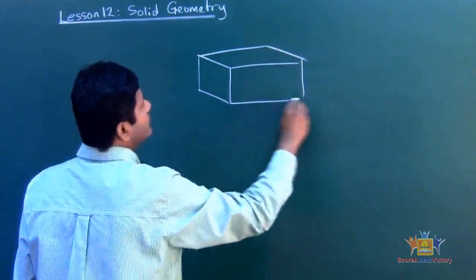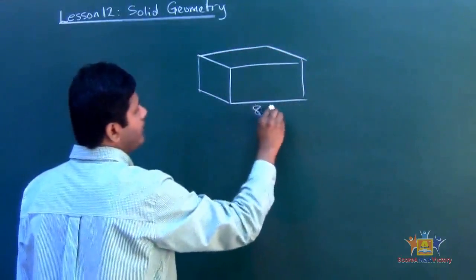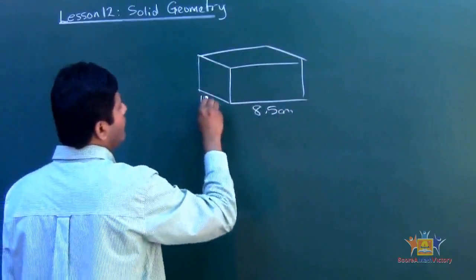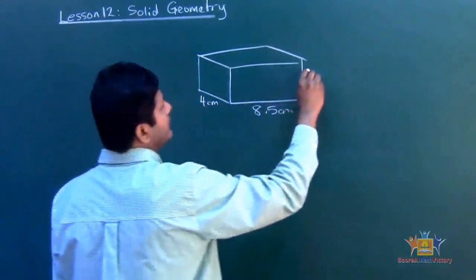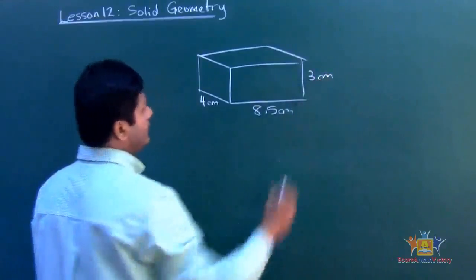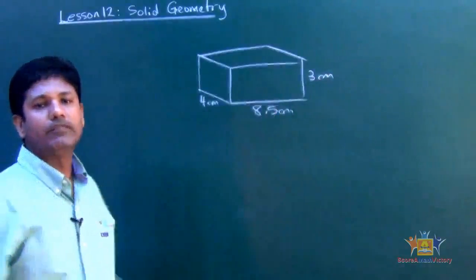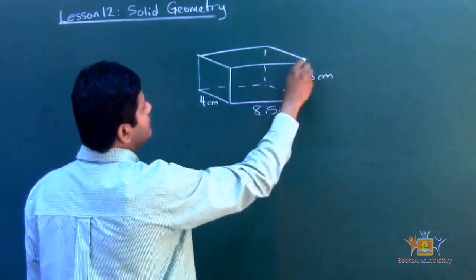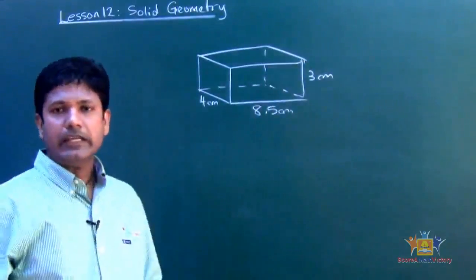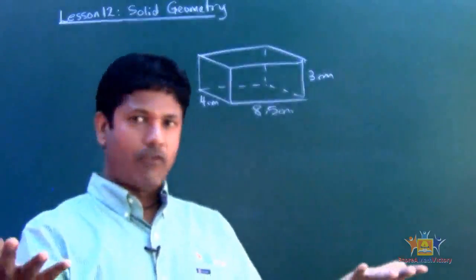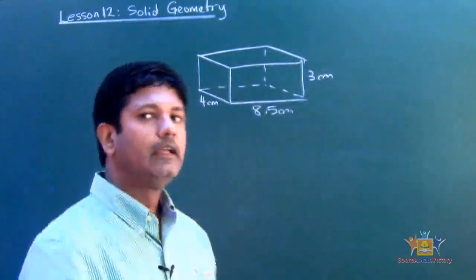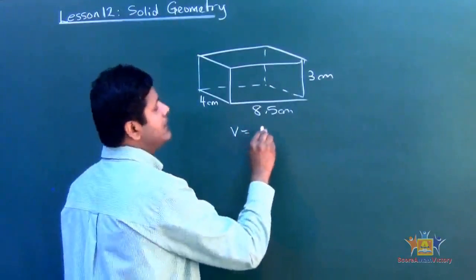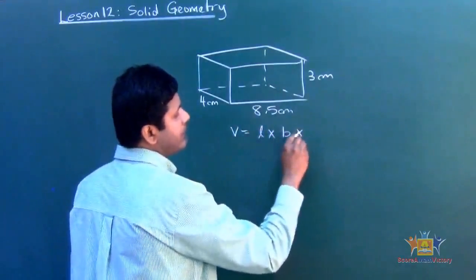And I told you this one is 8.5 centimeters, and this one is 4 centimeters, and this one is 3 centimeters, and I ask you to find the volume of this cuboid. So first, you need to know the formula for the volume. What's the formula for the volume? Very good. Good job. The volume equals length times breadth times height.